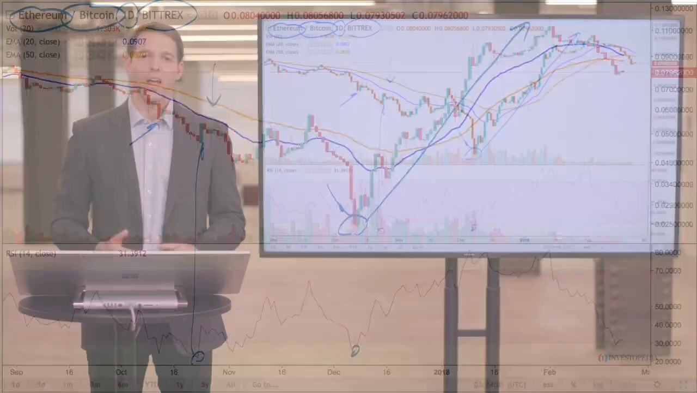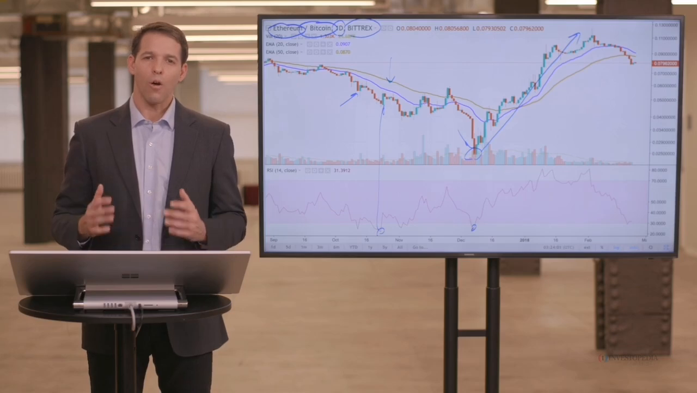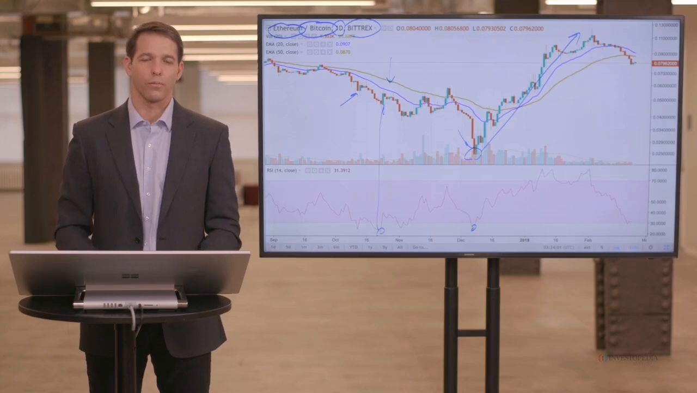So there you have it. Just a reminder, no system or strategy is perfect, but the RSI is an indicator that gives us some sound levels for where to buy and sell different cryptocurrencies.